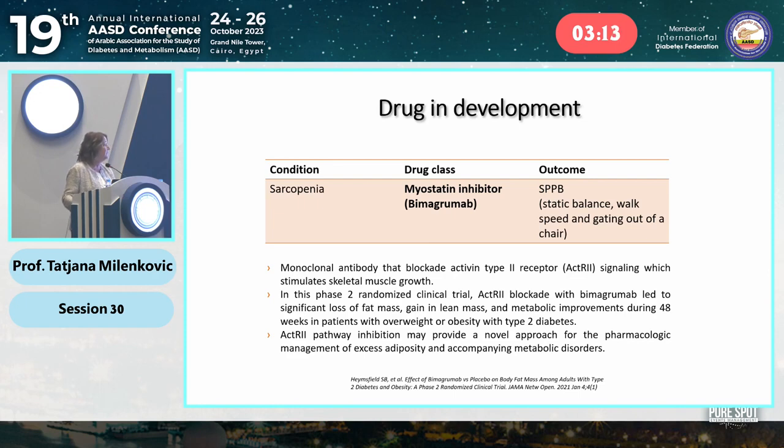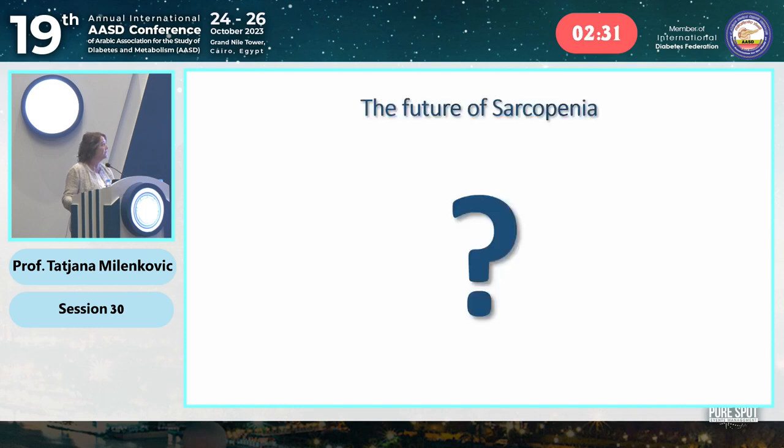The patients are gaining significant muscle mass, and there is a loss of fat mass, and there is some hope that it will be beneficial in patients with overweight and obesity and present sarcopenia, and also type 2 diabetes. So this maybe will be a novel drug that will help these people with sarcopenia and diabetes to have a longer life without so high cardiovascular risk.